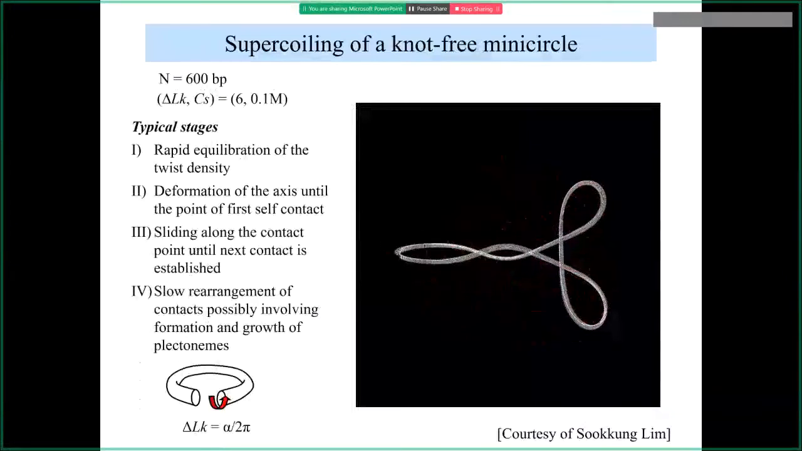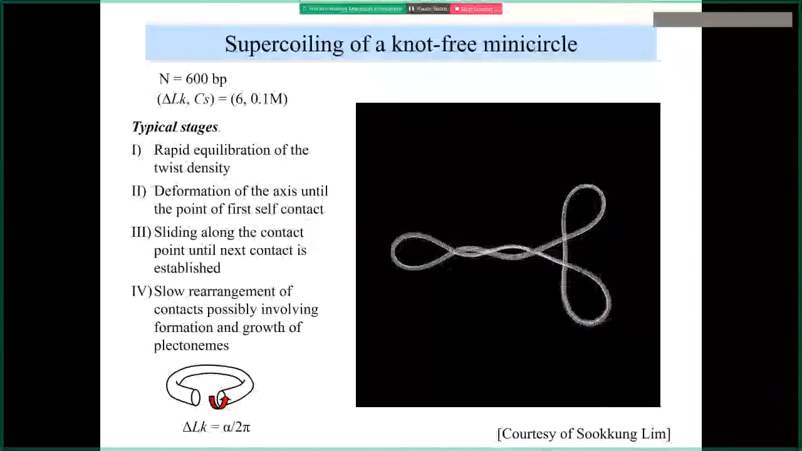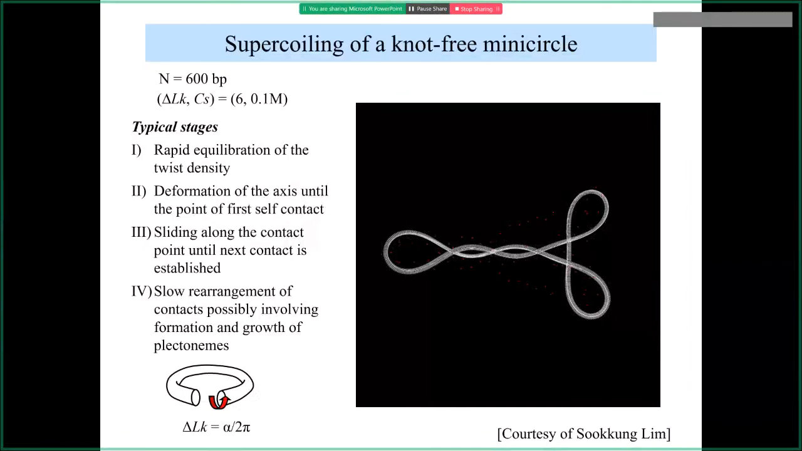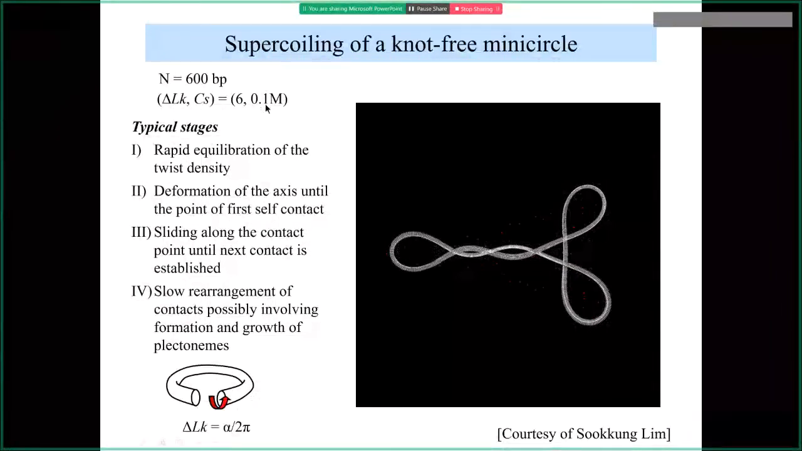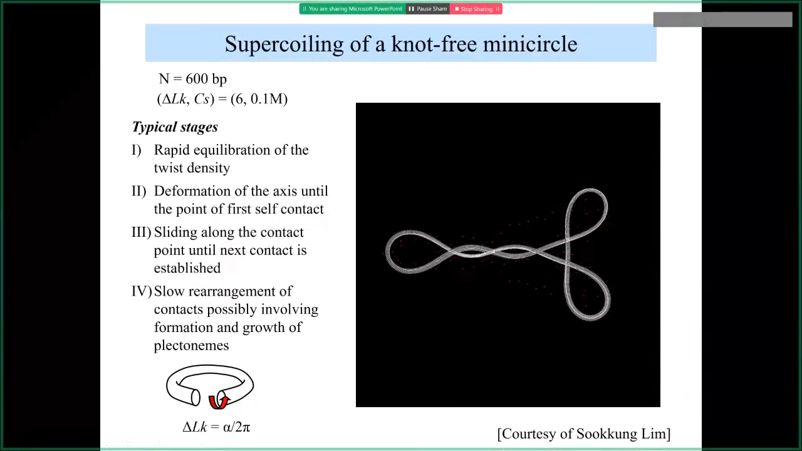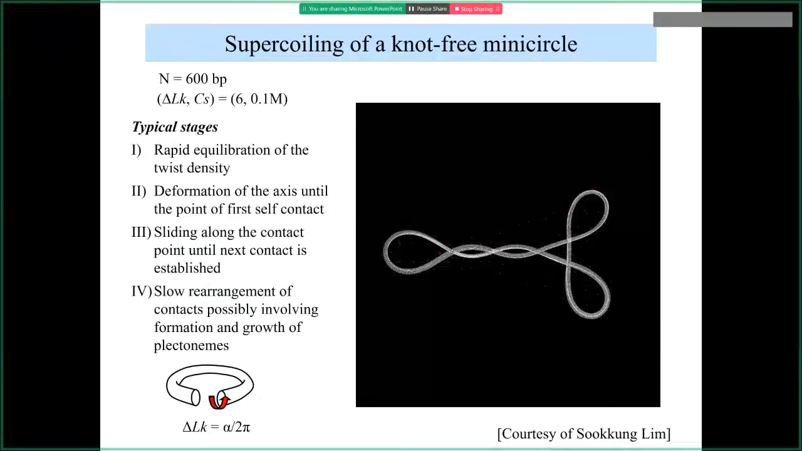Now here's an example of one simulation. For these examples that I'm going to show, we started with a circle of 600 base pairs, a DNA minicircle, and we put a certain amount of supercoiling there, excess length equal to 6. So we rotated 6 times before sealing the circle. And we use either 0.1 molar of salt, which is considered to be high salt, neutralizes a lot of the charges, or 0.01, which is a low concentration of salt.